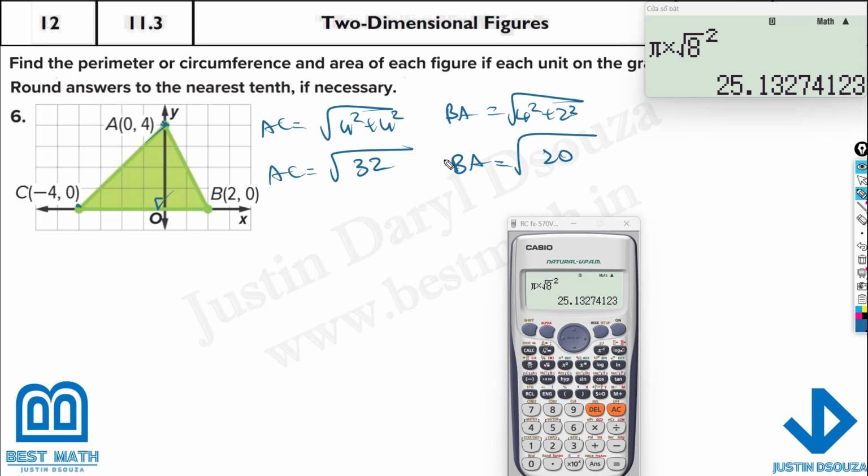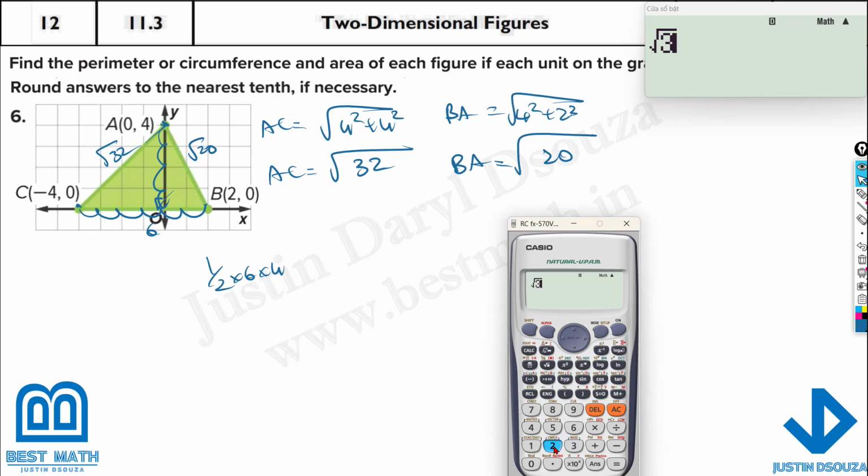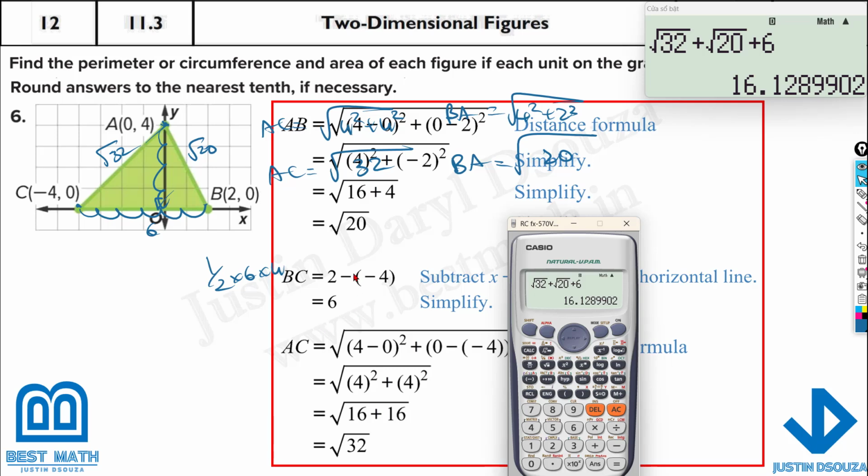Now once you know these sides, you can easily find the perimeter. That's square root 32 plus square root 20 plus 1 2 3 4 5 6. This is 6. This is square root 32. This is square root 20. What about the vertical height? It is 1 2 3 4. So it is half times 6 times 4. That would be the area. Perimeter is just finding the sum. Let's do it over here. It's square root 32, plus square root 20 plus 6. And 16.1 is the answer.